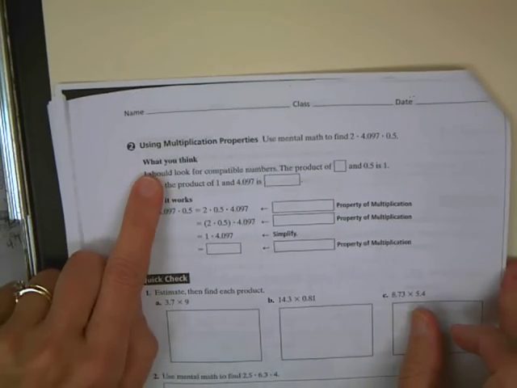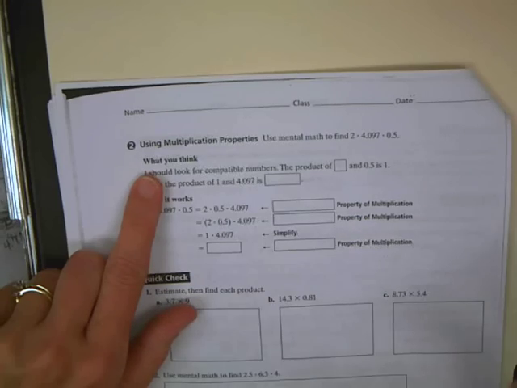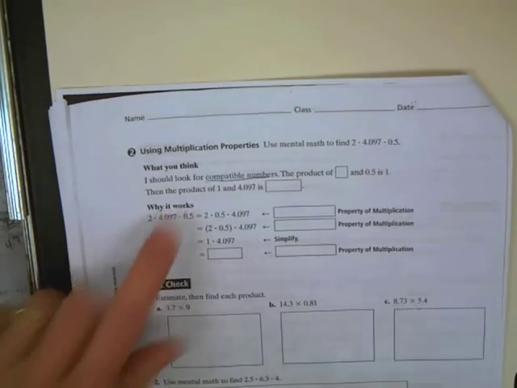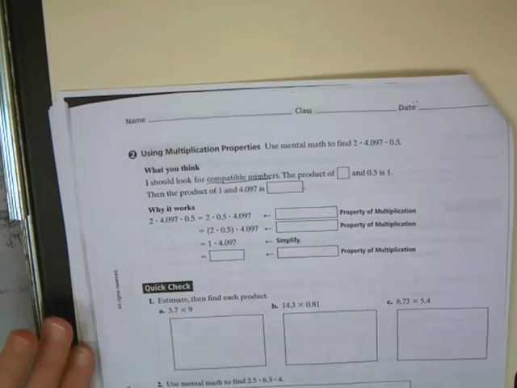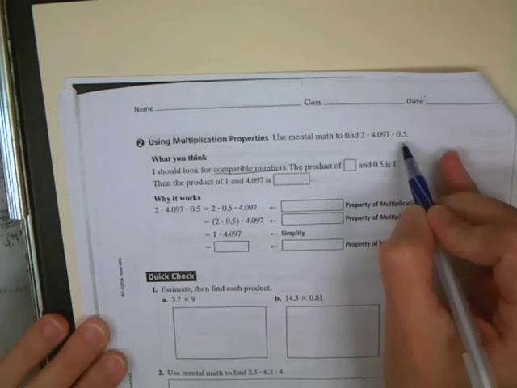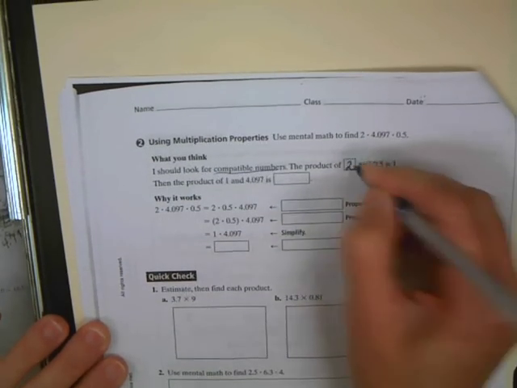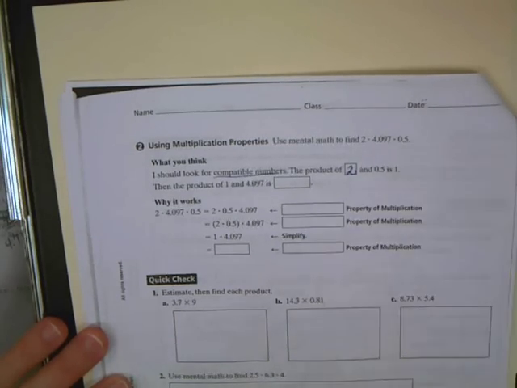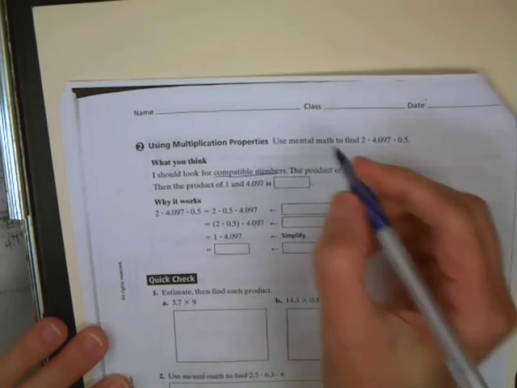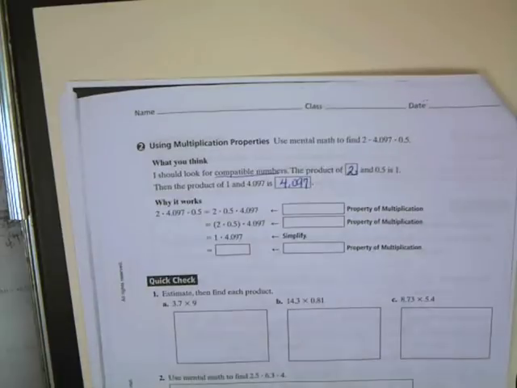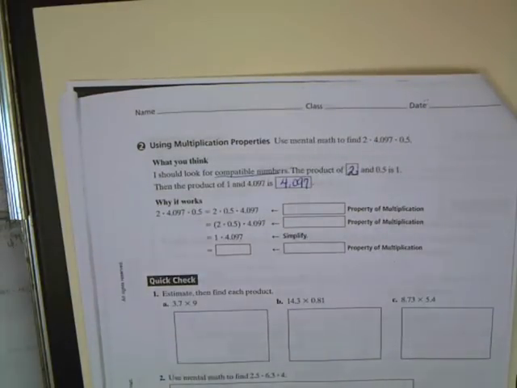What do you think? Okay, so in a case like this, you need to survey the question, see what I might be able to do. Again, I'm going to look for compatible numbers. Numbers that I can multiply together in my head and give me something easy to work with. Remember that 0.5 is another name for 1/2. So if I take 2 times 0.5, or half of 2, my product is 1. Then the product of 1 and 4.097 is 4.097.